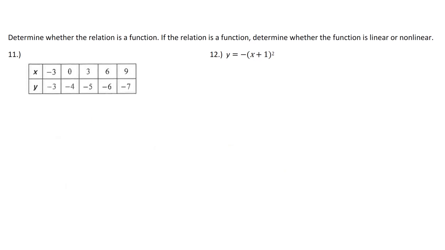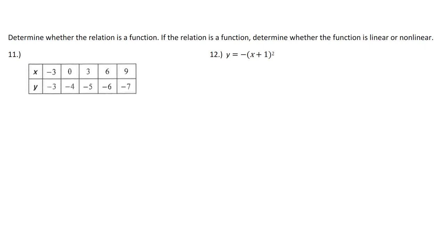So is number 11 a linear function? The first question is, is it a function? And when I look at my x values and see that we're going from negative 3, 0, 3, 6, 9, each time we have a new ordered pair, we have a different x. That tells us that we're looking like we should have a function.